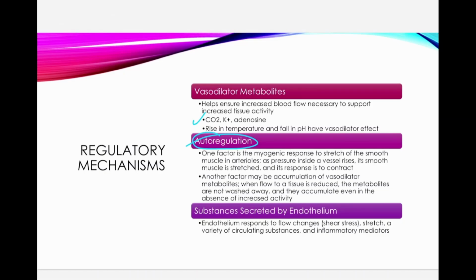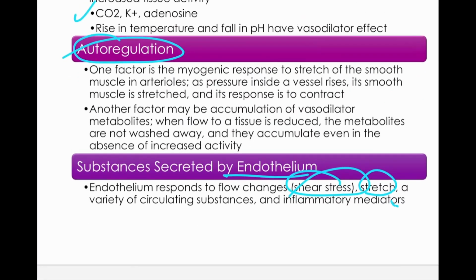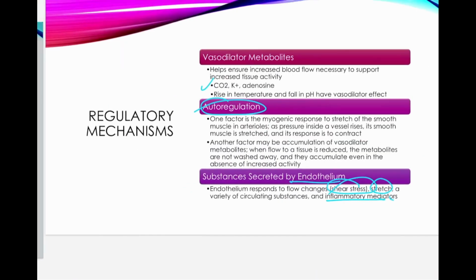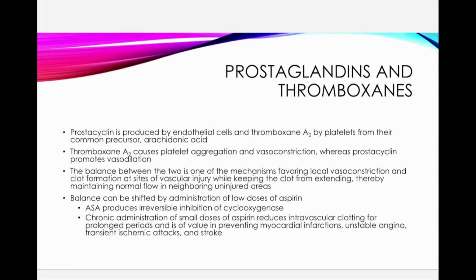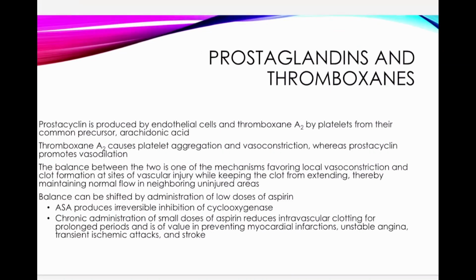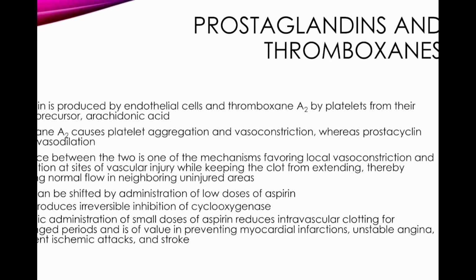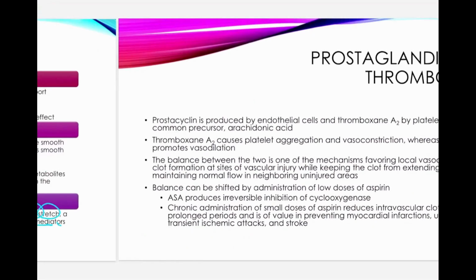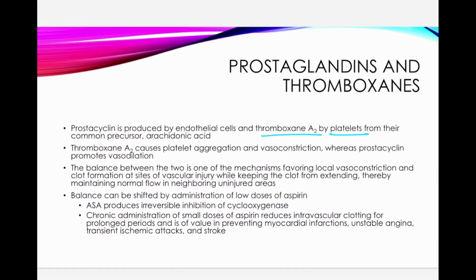What else is there? Substances secreted by the endothelium. Again, shear stress is the big thing. Stretch of that vessel due to volume, getting overloaded. Inflammatory mediators as well all come from the endothelium when it's under damage and stress. Prostaglandins and thromboxanes. Okay, these come from the platelets, the thromboxane A2, and from their common precursor, arachidonic acid.